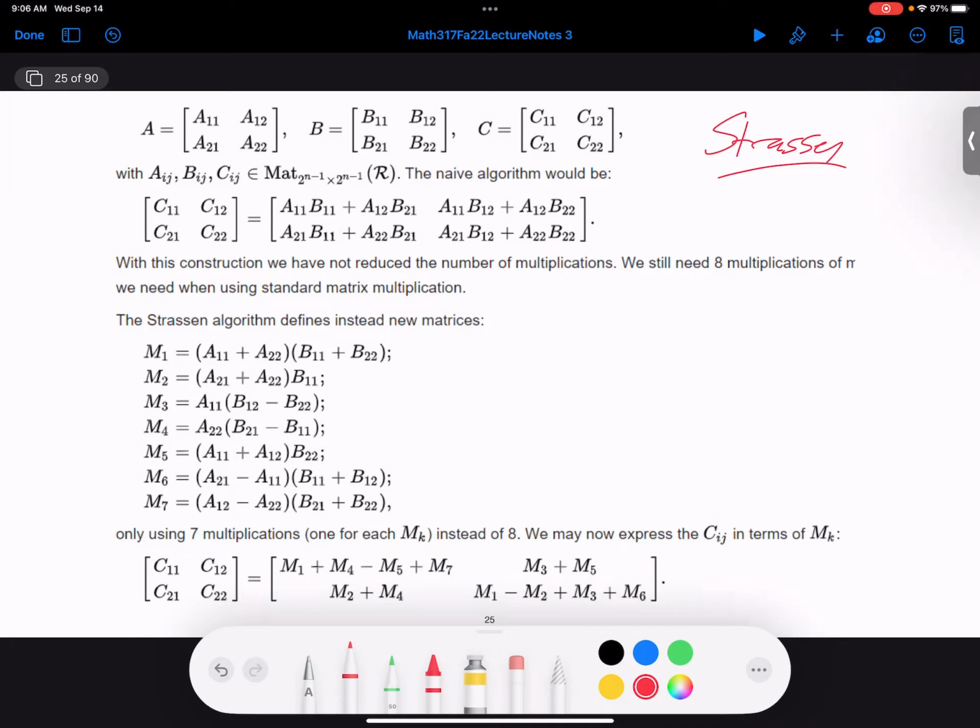8. So it's 8 multiplications. And how many additions? 4. But again, the additions are pretty cheap relative to the multiplications. What we're doing is we're doing 2 by 2 matrices. Normally you use lowercase letters for 2 by 2, for matrix elements.